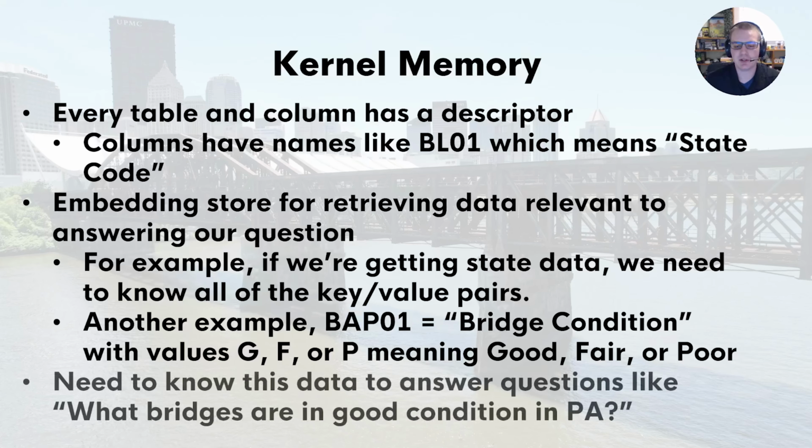If you ask the question, I need to know what bridges are in good condition in PA, it needs to know, hey, BAPO1 is bridge condition, BL01 is the state code, and then in another layer, it's getting all the keys for all the states that it needs. And in bridge condition, these are all the keys for bridge condition that it needs, and it can combine all of that information to generate a query and run it.